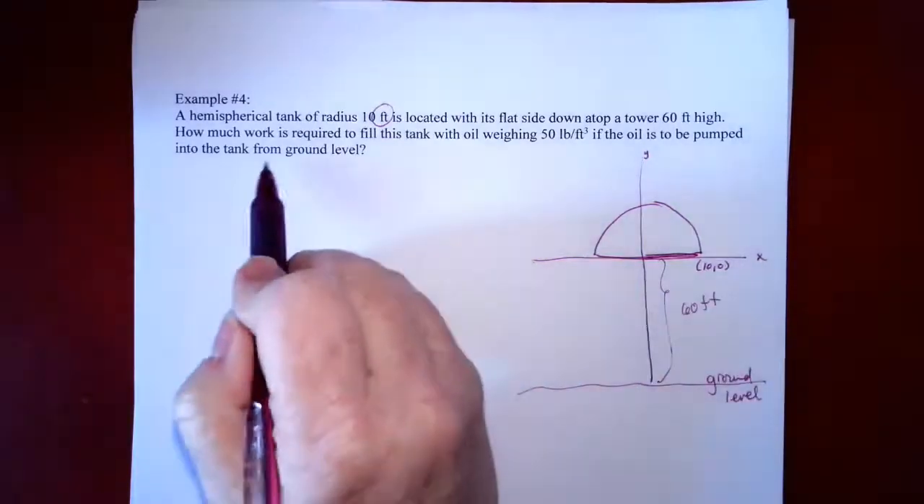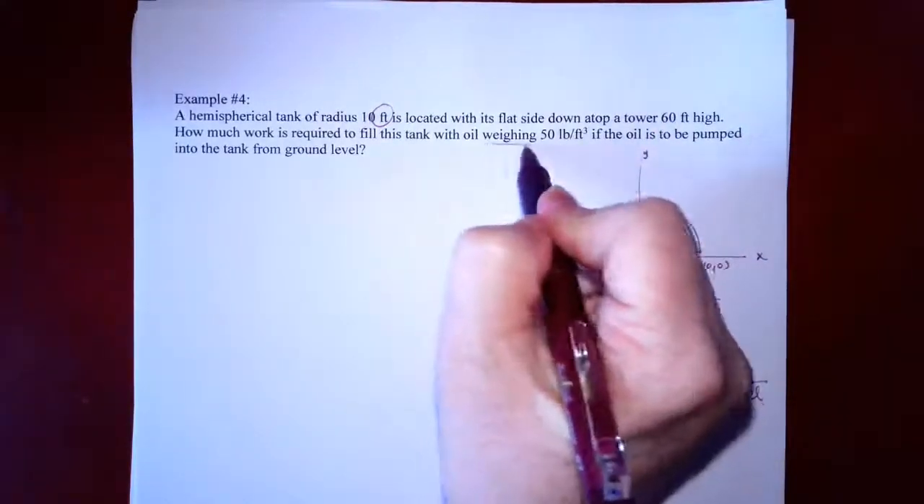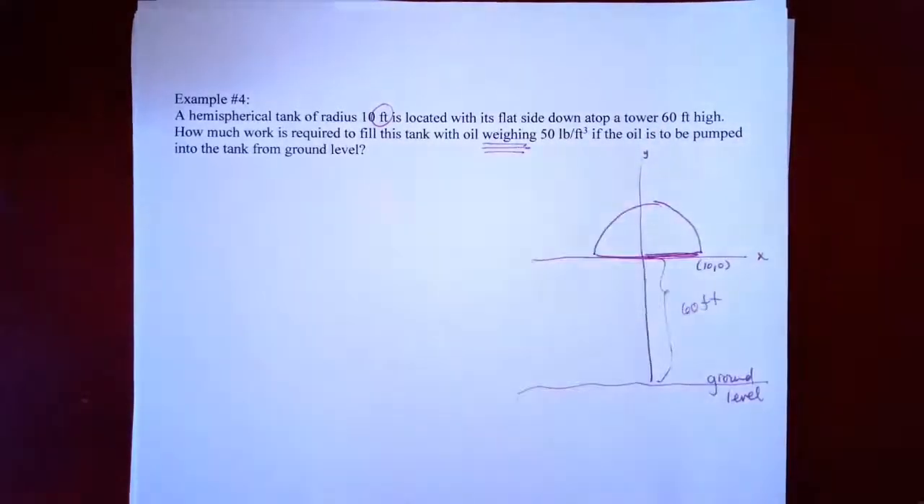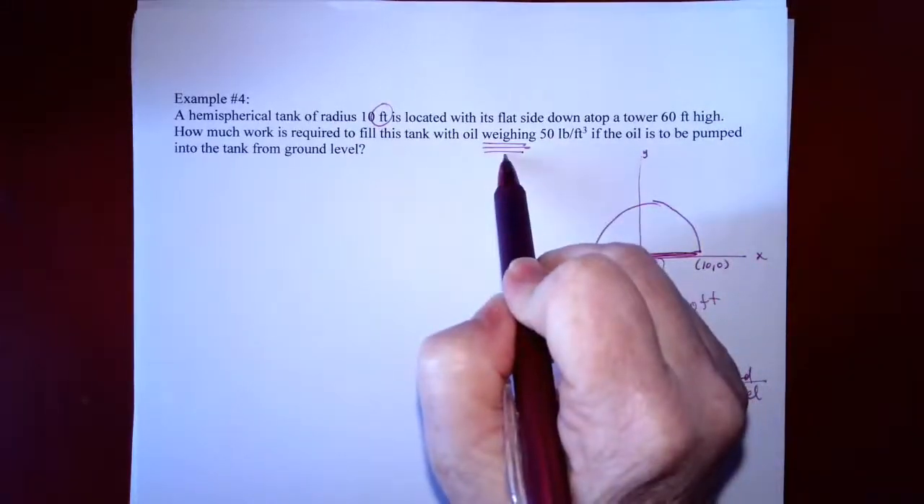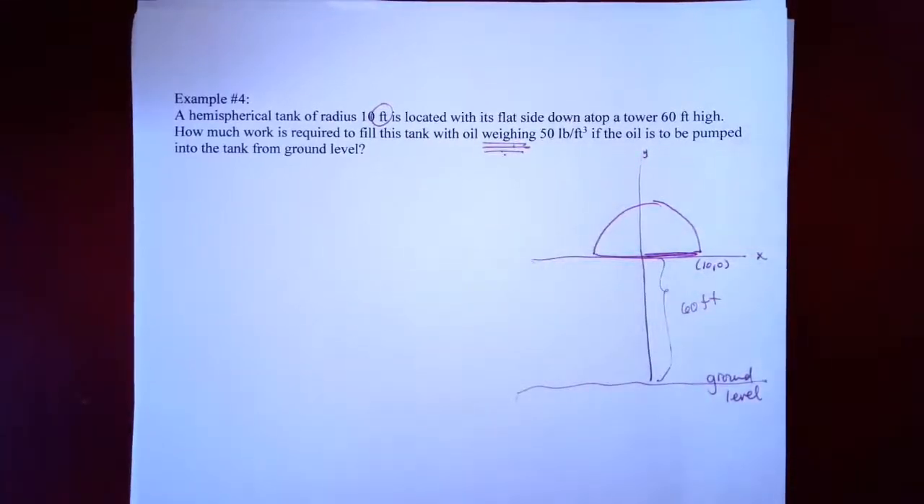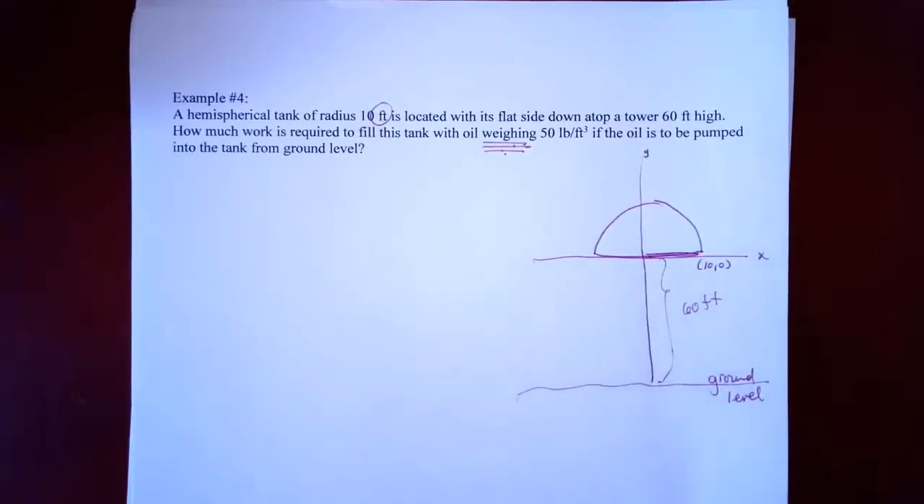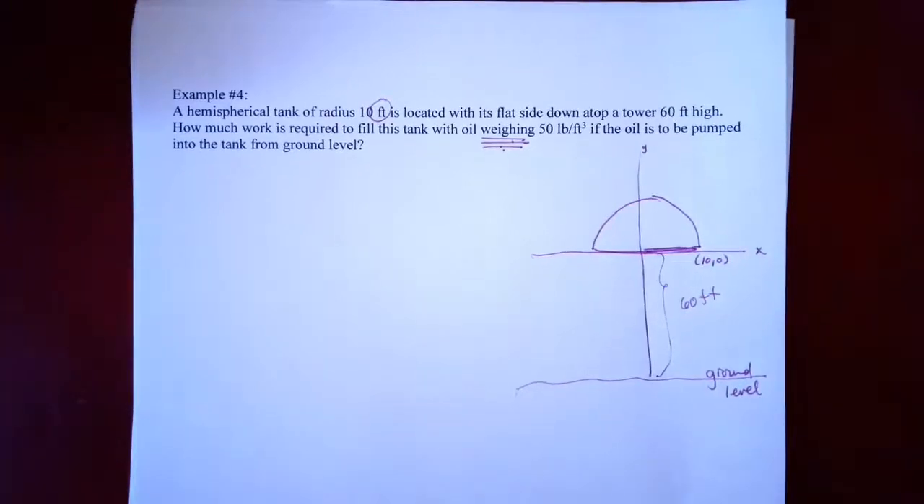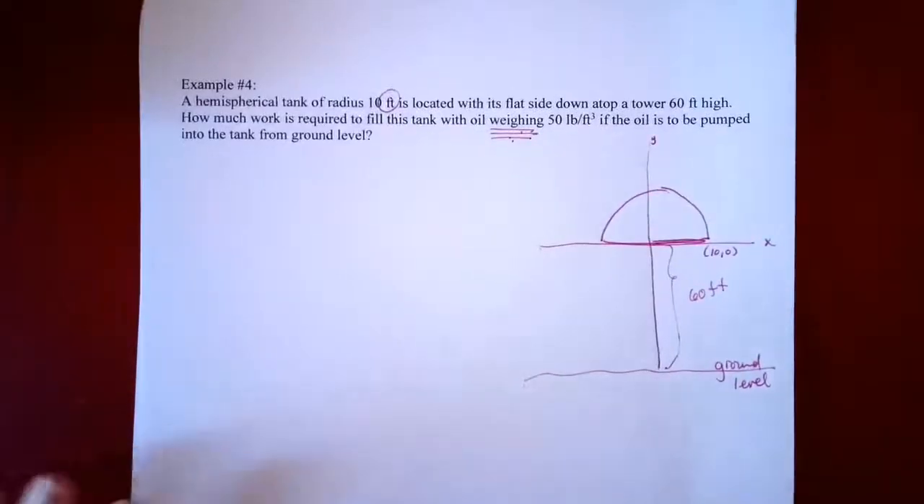We're filling it with a liquid weighing, keep this in mind, 50 pounds per cubic foot. So what's the significance of weighing? Instead of giving me the density and the gravitational constant, they've already given me weight per unit of volume. So density and gravity have already been calculated in there. If I give you actual weight, we've already done density and gravity.